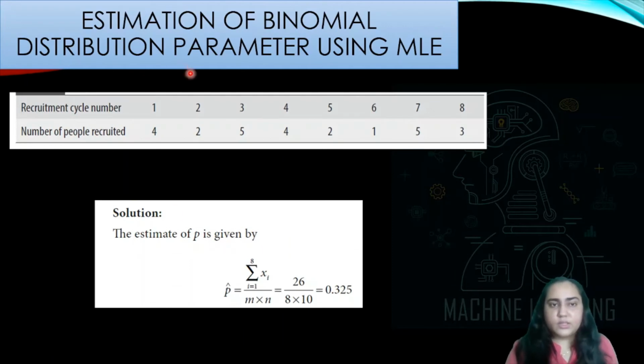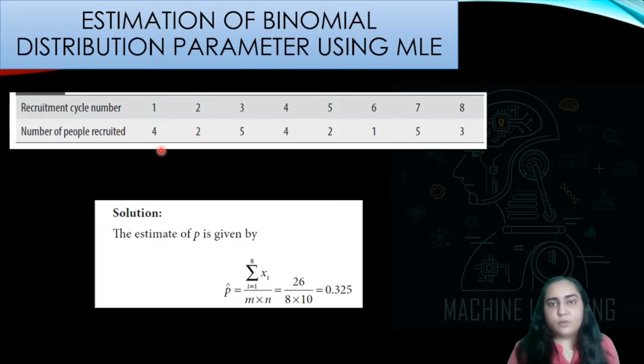So this is the table given. The recruitment cycle number is given. So there were 8 cycles. In each cycle, out of 10, this many people were recruited. So you can say that in the first cycle, out of 10, 4 people were recruited. In the second cycle, out of 10, 2 people were recruited, and so on.